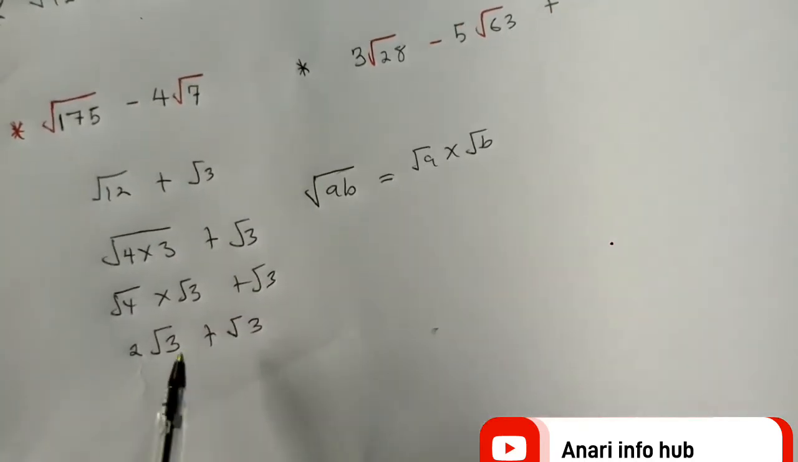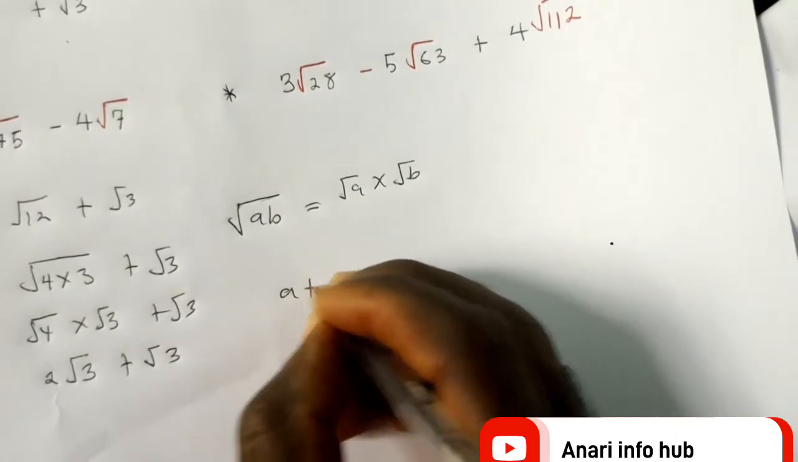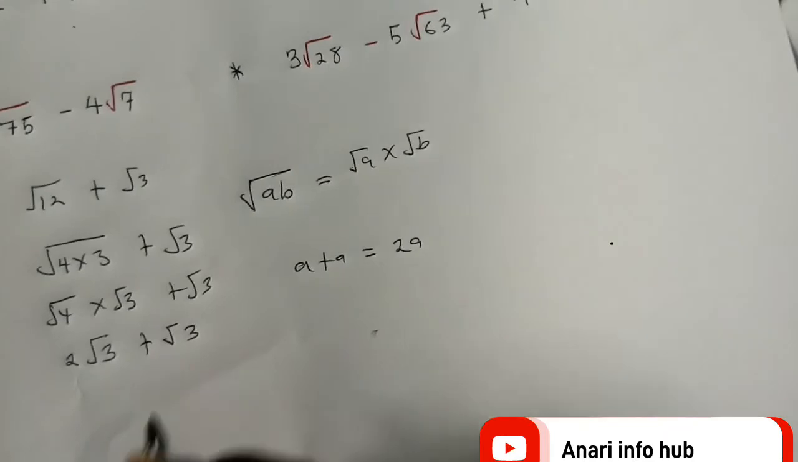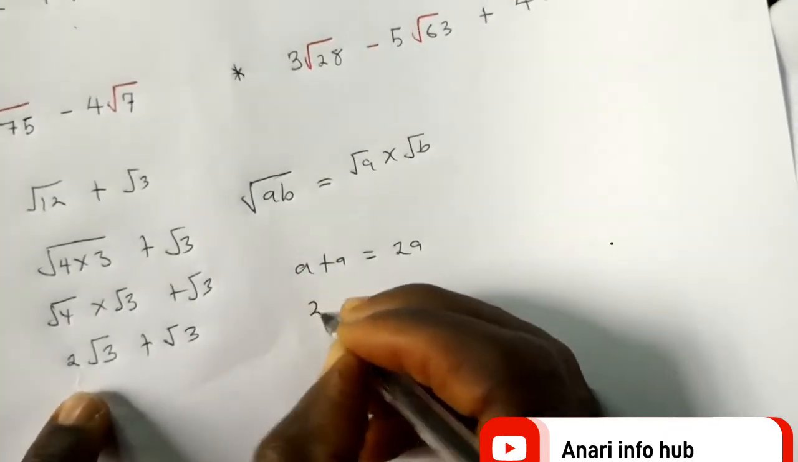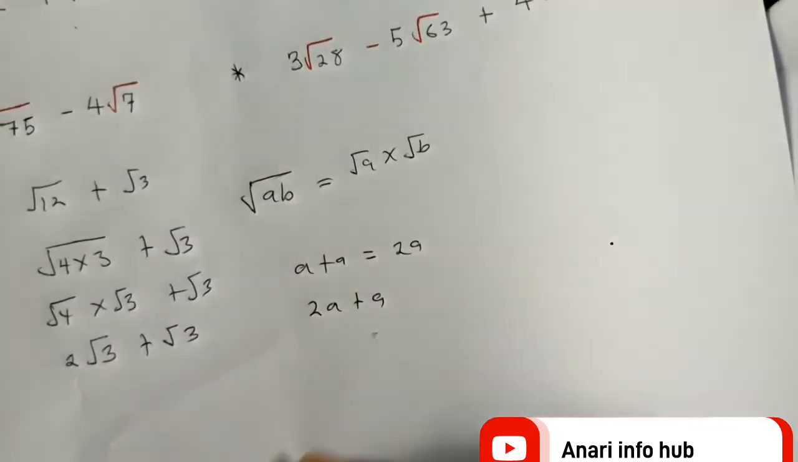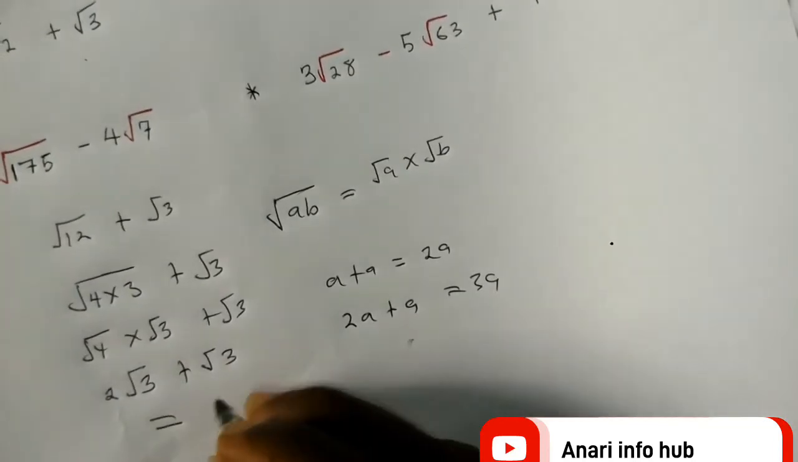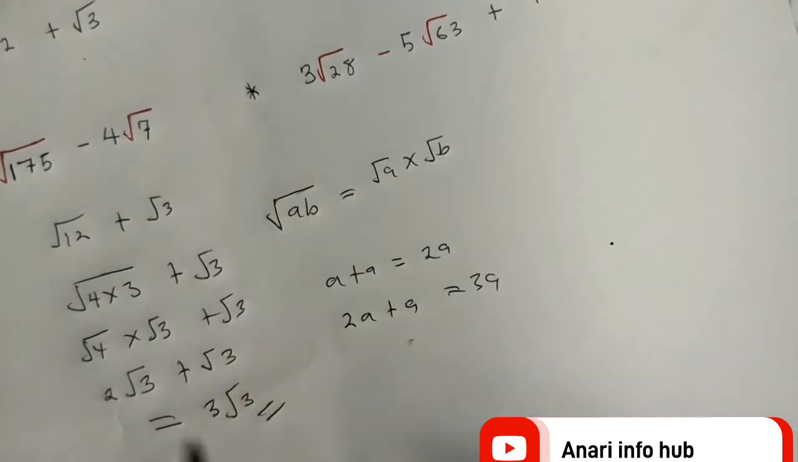Always consider surds as if they were normal algebra, as in if I say a plus a, you know it will give me 2a, right? Now I'm having something like 2 root 3 plus root 3. It's like you're having 2a plus a. So this will give us 3a, which is 3 root 3. Yeah, that's the answer to the first problem.